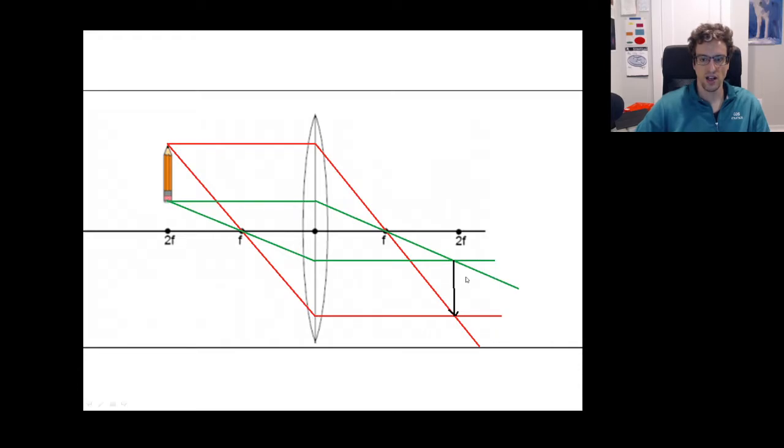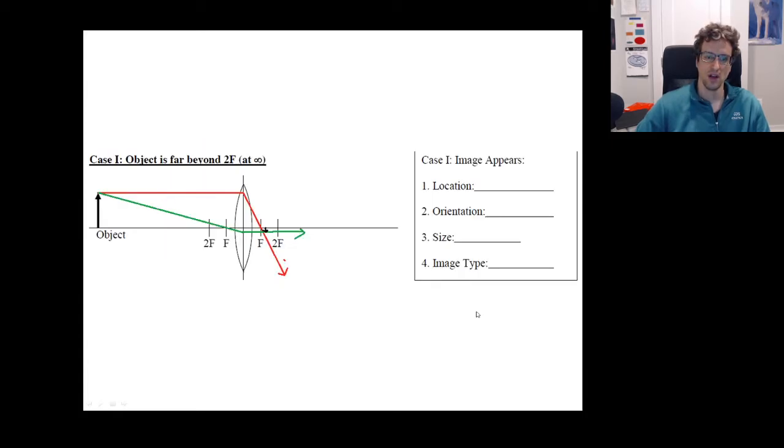Same here with the green, and then we get essentially the pencil flipped upside down, because the bottom of the pencil is going to appear here, and the top of the pencil is going to appear here. So that means it's going to be upside down. All right, so the basic options here. Oh, I forgot to write this out. That's okay, you can figure it out.